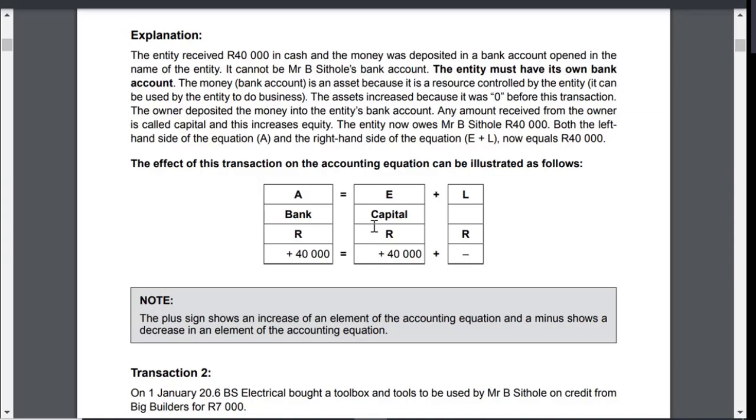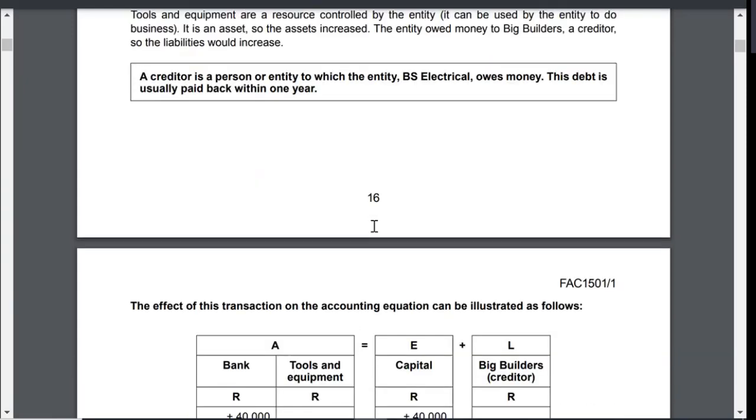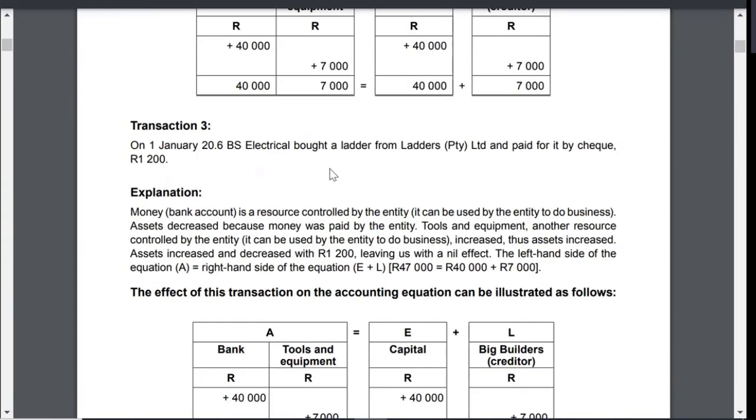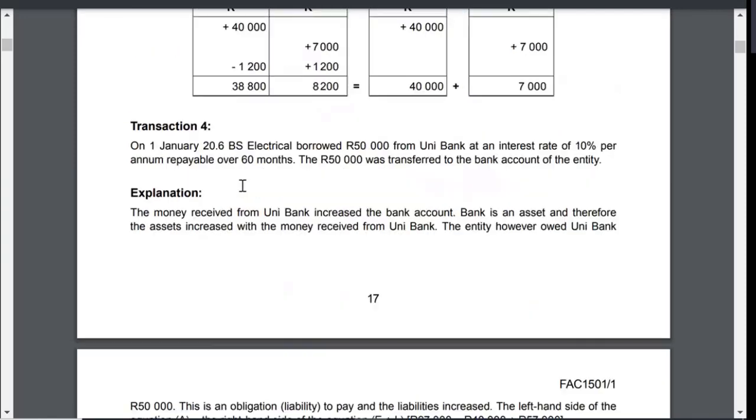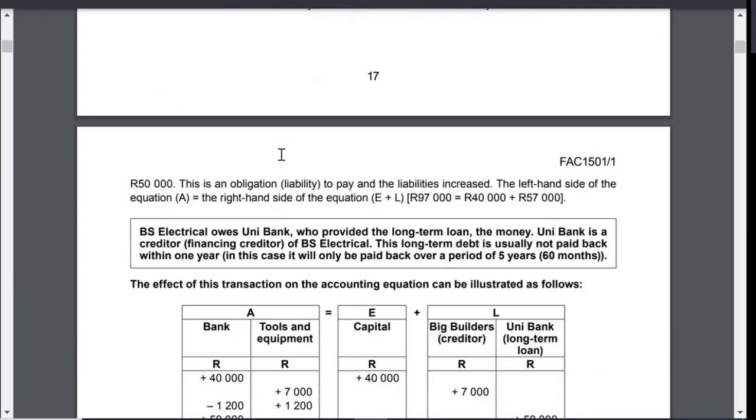I want you to see the difference between a current asset, which is due within 12 months, and a non-current asset, which is due longer than 12 months. The same applies to a current and non-current liability. In this example, example number 2, BS Electrical bought from Big Builders for 7,000. Big Builders is a current liability because this will be paid within 12 months. But transaction number 4 is payable over 60 months. So this will be called a non-current liability.